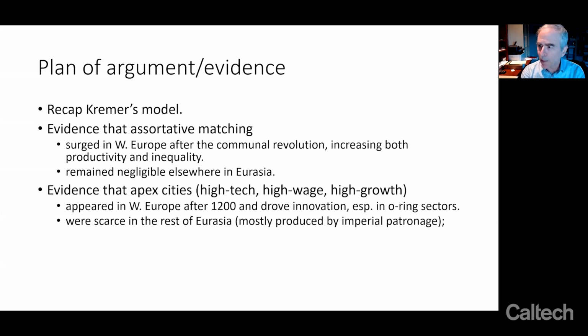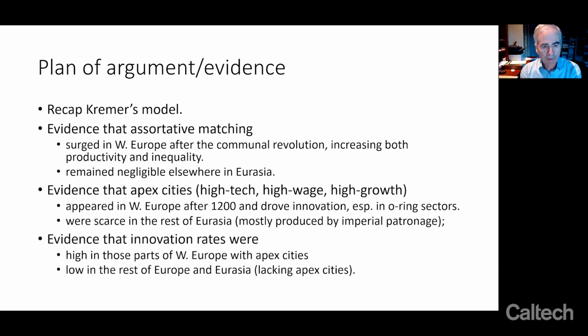Then I'll turn to evidence that apex cities, high-tech, high-wage, high-growth cities, do appear in Western Europe after 1200. They're absent before that. They do drive innovation, especially in O-ring sectors, and they're fairly scarce in the rest of Eurasia. Where you do get cities that are similar, they're usually produced by imperial patronage and die as soon as the patron dies.